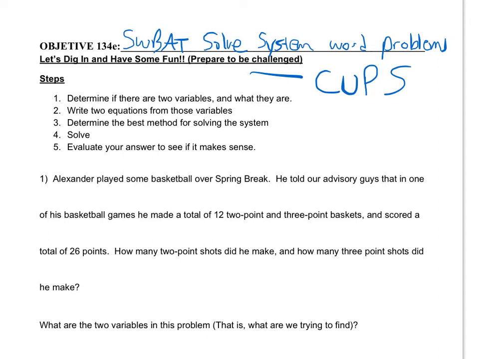The second thing we're going to do is see if we can write two equations with those variables. Once we have the two equations, we ask ourselves, what is the best method for solving the system? The three methods we can use are, first, graphing, the second one that we learned about is substitution, and the third one was elimination. So we're going to choose a method that we think would work best and then solve it.